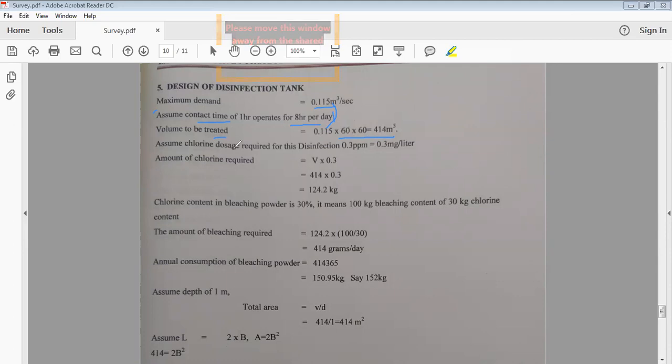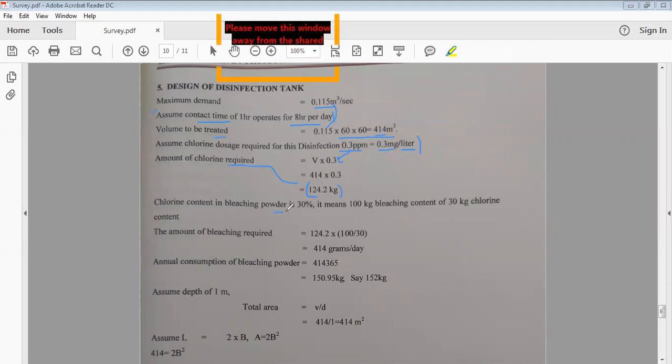Next, assume chlorine dosage required for disinfection is 0.3 ppm. This much of parts per million, or 0.3 mg per liter chlorine, it should be there. Then only disinfection is achieved. So we assume this much ppm we are using, and we don't know how much chlorine is there in bleaching powder, right? In market it might vary from 30% to 60, 70%. So we also calculate that now. So amount of chlorine required is this volume to be treated, and then how much capacity it has. We multiply that, so this is the amount we got, amount of chlorine required.